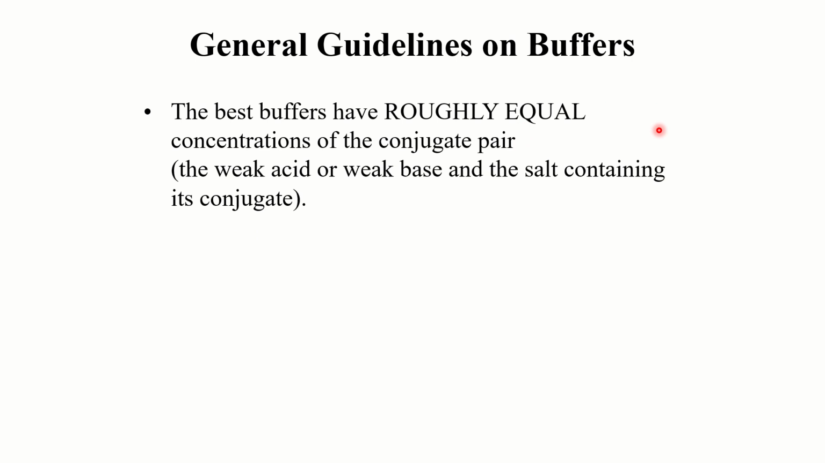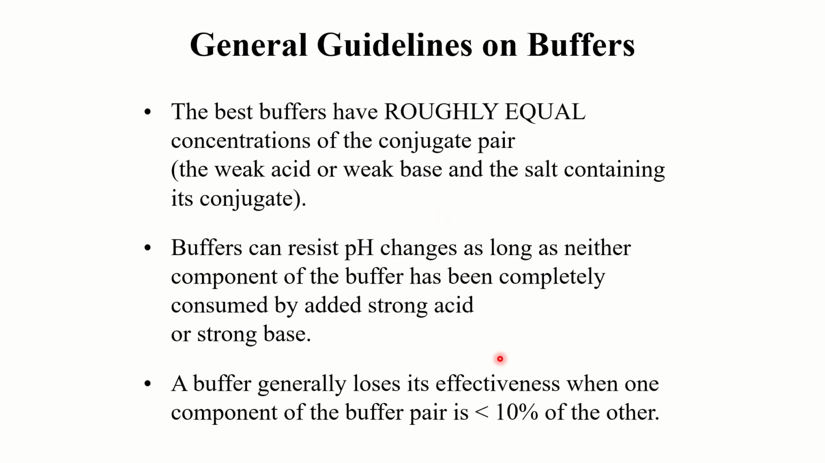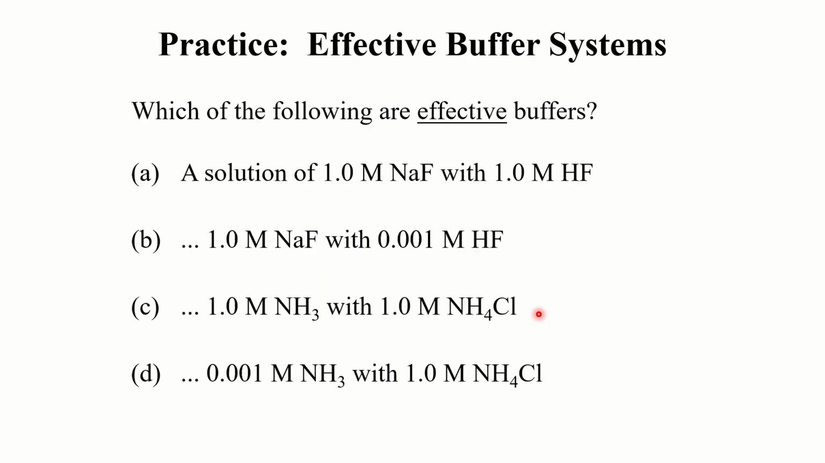All right, a few general guidelines on buffers. The best buffers have roughly equal concentrations of the conjugate pair. This means that here the weak acid and weak base, or the salt containing its conjugate, should have roughly equal concentrations. As mentioned, buffers can resist pH changes as long as neither component of the buffer has been completely consumed by any strong acid or base that has been added. And finally, of note is that a buffer generally loses its effectiveness when one component of the buffer pair is less than 10% of the other.